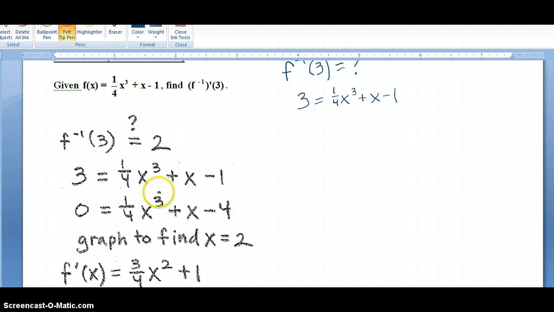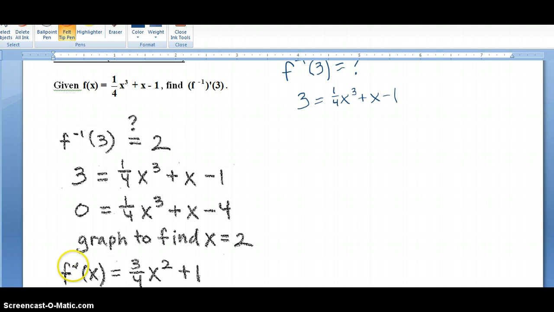So we need to find f prime. Easy to do. 3 times 1/4 is 3/4. Drop down to the second power. So that's where we get 3/4 x squared. The derivative of x is just 1, and the derivative of -1, of course, is 0.